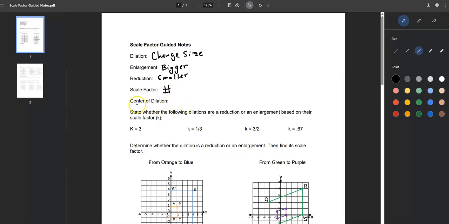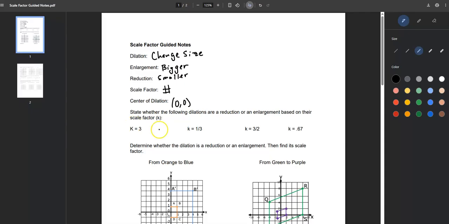Our center of dilation, if we're on a grid like a coordinate plane, is the point we're dilating from. Everything we're doing today is going to be from the origin, from 0, 0. This is just to give you some base if you move forward and start dilating things from a different point instead. So, I told you our learning target was to identify scale factors and be able to apply them as well. So let's start with this.